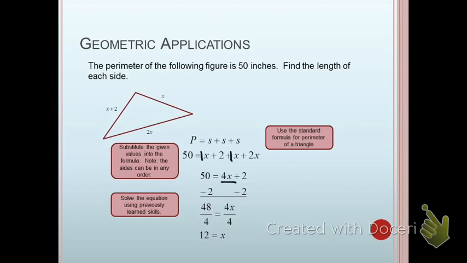Our variable term is the 4x. That's what we're trying to get alone. So I'm going to move the 2 by subtracting 2 from both sides. So then I will have 48 equals 4 times x. I will divide both sides by 4 to make my coefficient equal to 1, and we see that x is equal to 12.